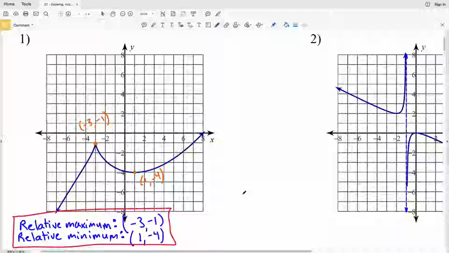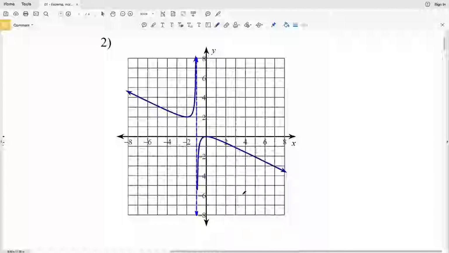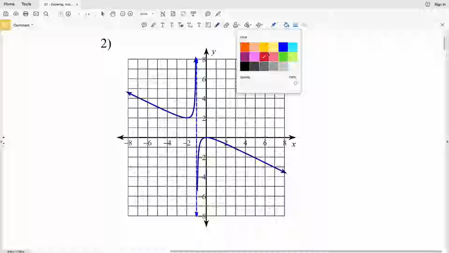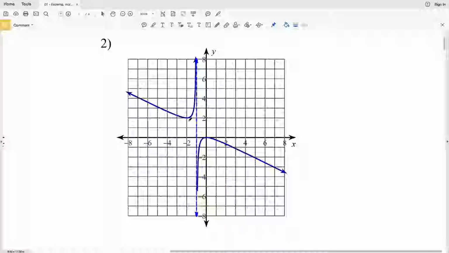Now let's go on to number 2. In number 2, again we can see two extrema. We have an extremum at (-2, 2) and an extremum at (0, 0). That's because the function is decreasing until it hits the point (-2, 2), and then it begins to increase again. So (-2, 2) is the lowest point in its area. So that is a relative minimum.